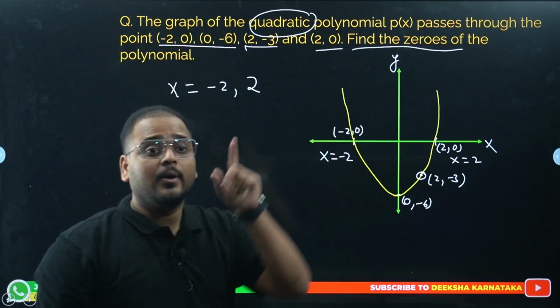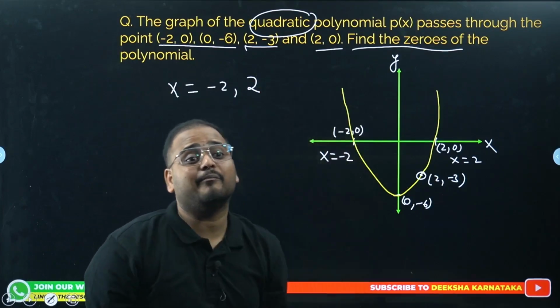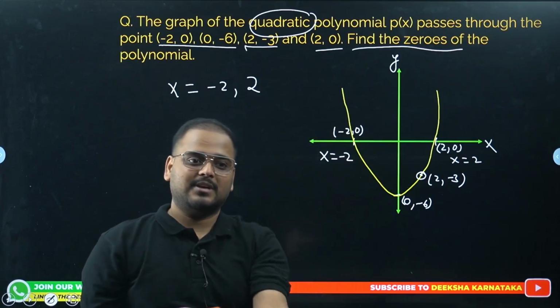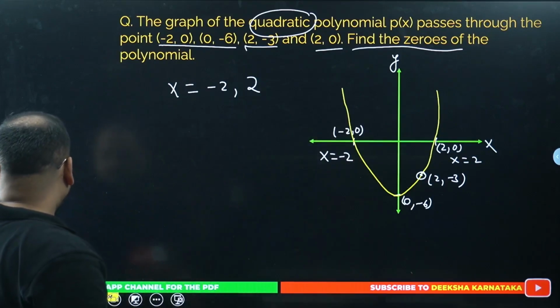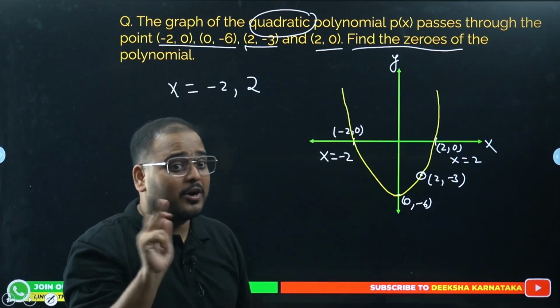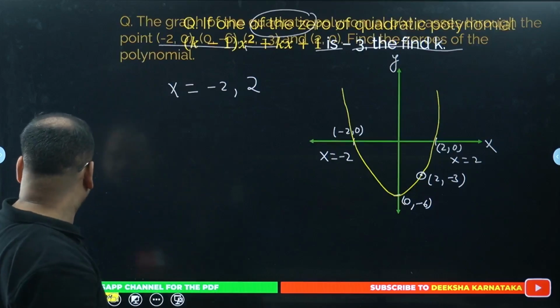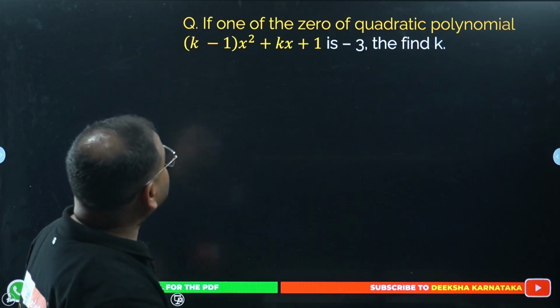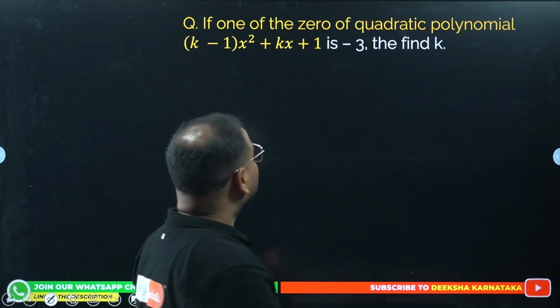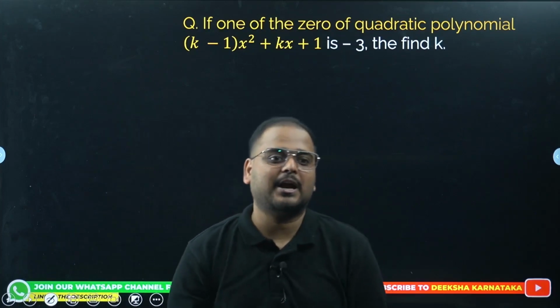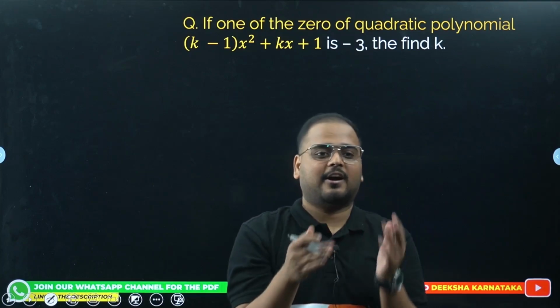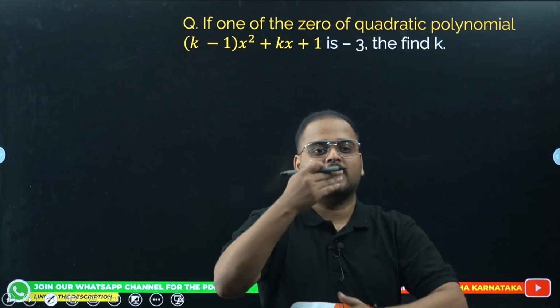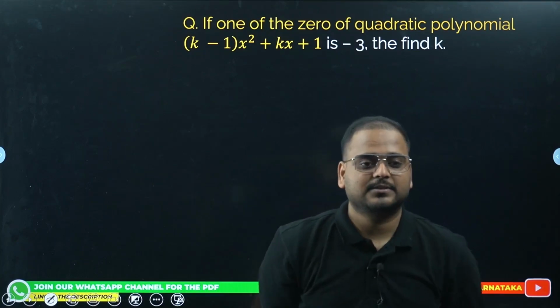Why 2 roots? Because it's a quadratic polynomial. It can have a maximum of 2 roots. Easy or not? We have to think, but it's not difficult. Thinking is good, right? It develops us. Next, one of the zeros of a quadratic polynomial. Okay, now coming back to algebraic methods. We had fun in graphs, but now coming back to algebraic methods.